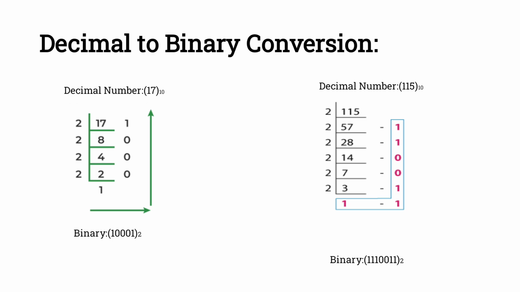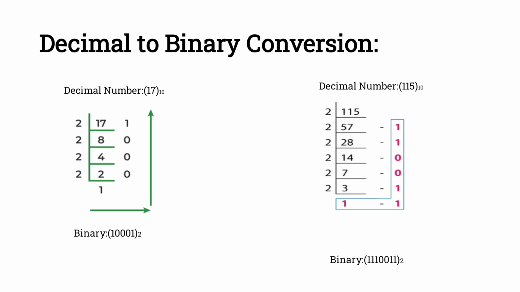So finally, we are going to take the values from down to upwards. So the value is 1, 0, 0, 0, 1 with the base 2. So 17 with the base 10 is converted into the binary value 1, 0, 0, 0, 1.